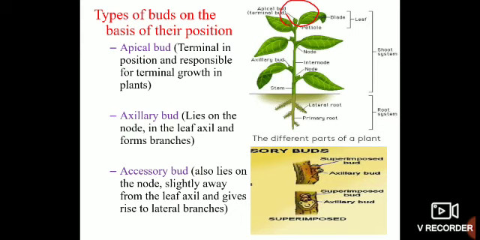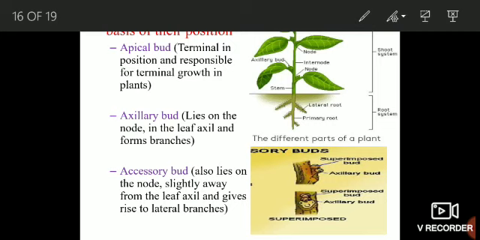Now the second type of bud is the axillary bud. Those buds which lie on the node, they are positioned in the node, and you will find these buds in the axils of the leaves. Here you can see this is a leaf, and in the axil of this leaf you have a bud, and this bud is known as an axillary bud, and this axillary bud is involved in the formation of lateral branches.